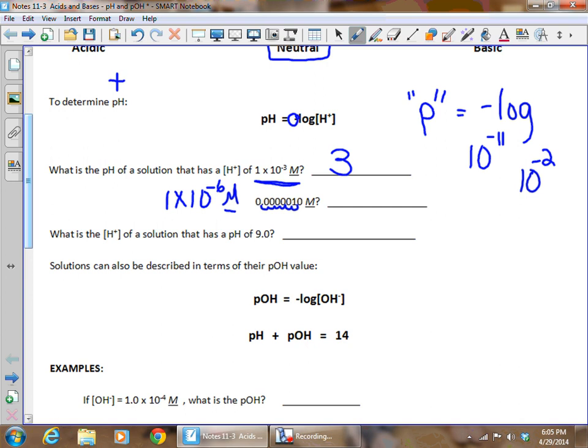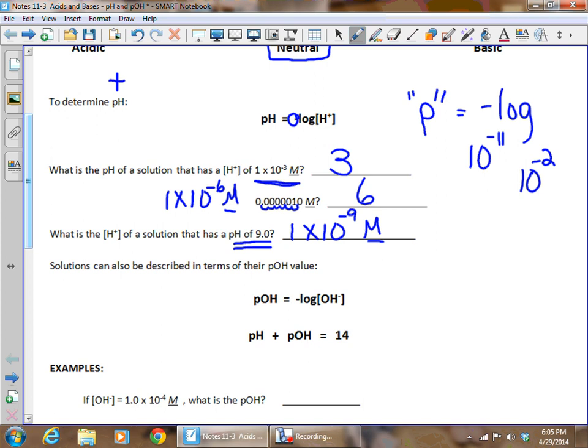So, if we have a solution that is 1 times 10 to the minus 6th molar, that would give us a pH of, yes, 6. So it's really easy to get the pH from an even power of 10 concentration for hydrogen. We can do this backwards too. If we know that the pH is 9, to get the hydrogen ion concentration, we're simply going to change that 9 into a negative exponent: 1 times 10 to the minus 9th molar for the concentration of this solution.